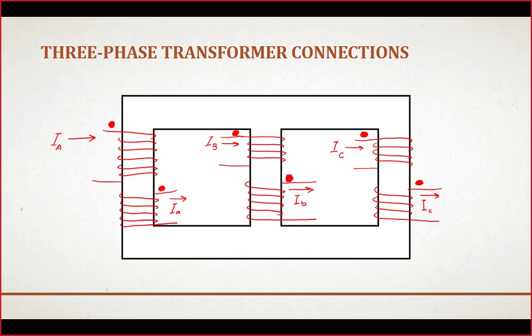Now here the current in this winding, the primary winding of phase A, will produce an in-phase replica on the winding that is across the same limb of the transformer. Same is true for phase B, same is true for phase C.